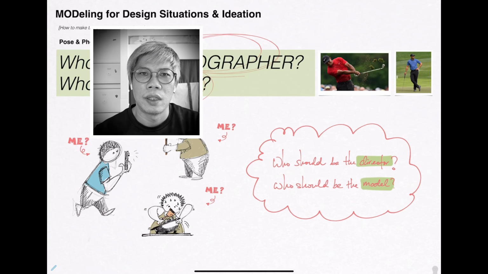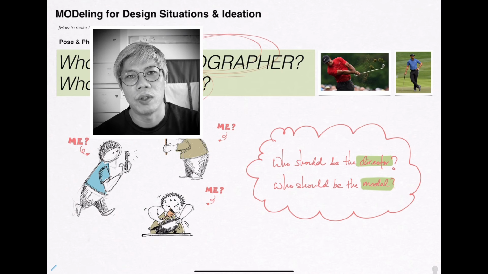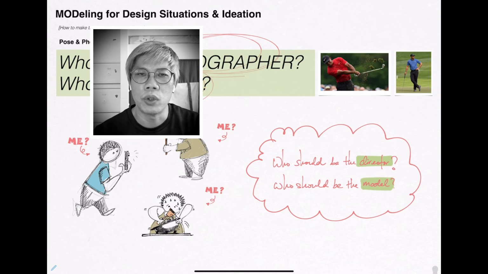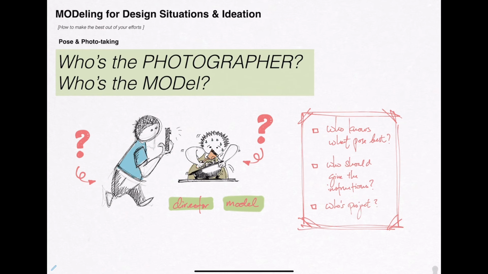Anything wrong with that? No, but it is very tough. What do you see usually happening? That the person who is the owner of the product usually has to give instructions to the photographer how you should take the photo, and most of the time the photos don't turn out well. Why is this so? 3 questions you have to ask so that you know who should be the photographer, who should be the director, and who should be the model.